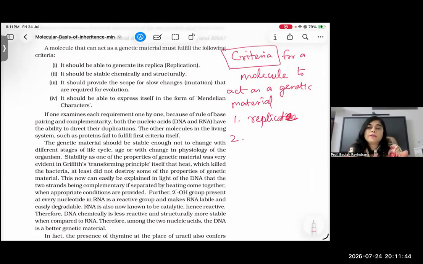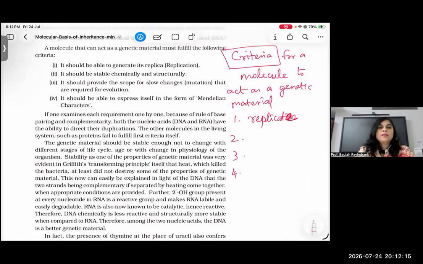Okay. And the fourth criteria I can say, it should be able to express itself in the form of Mendelian characters. Itself it should express. Okay, Mendelian characters. You know all the Mendelian characters. Okay, dwarf, recessive, and tall, dominant, everything. So this has to be maintained. Okay. So these are all the criterias. I told you about the four criterias. I hope you wrote all the criterias right now.